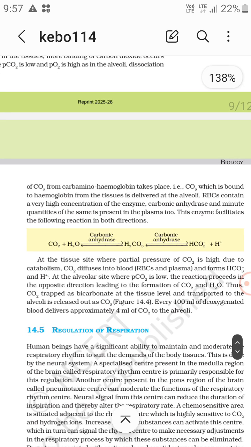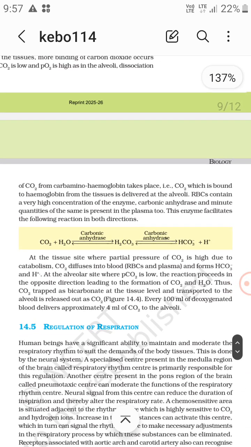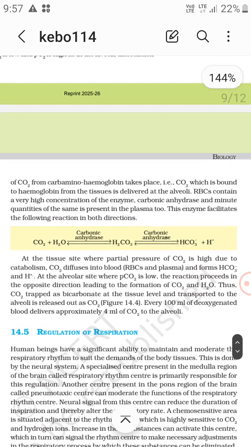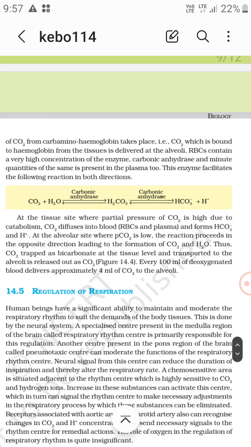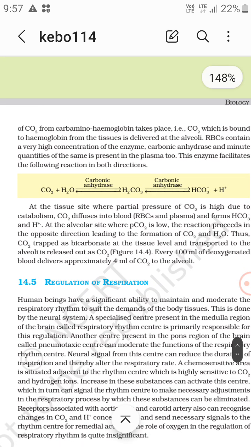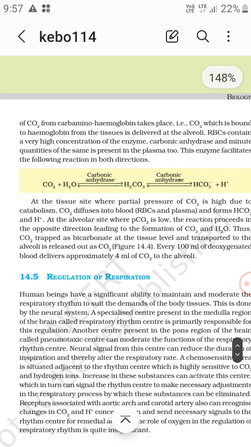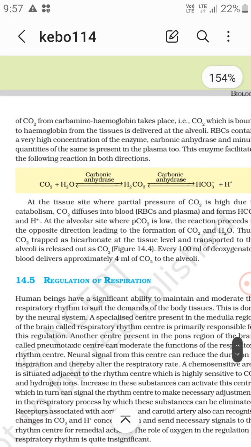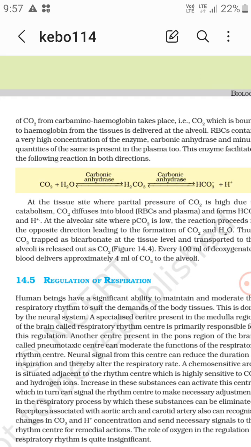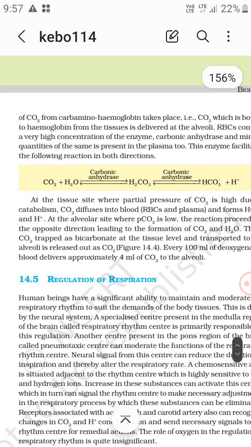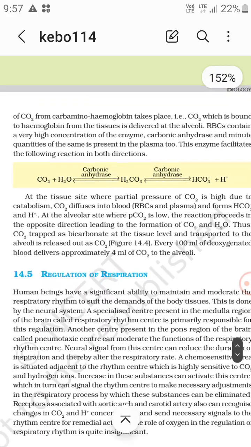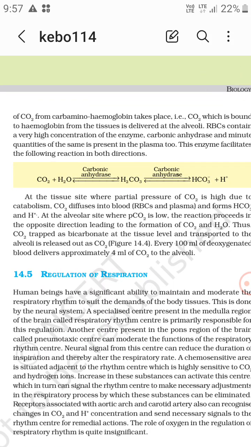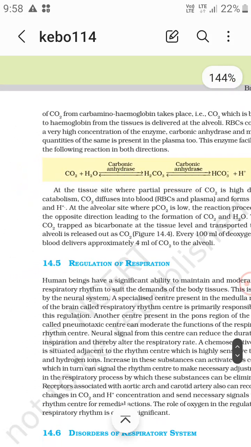Now RBCs contain a very high concentration of the enzyme carbonic anhydrase, and minute quantities of the same are present in the plasma too. This enzyme facilitates the following reaction in both directions. CO2 plus H2O, in the presence of carbonic anhydrase, gives H2CO3, that is carbonic acid, which gives bicarbonate plus H plus.